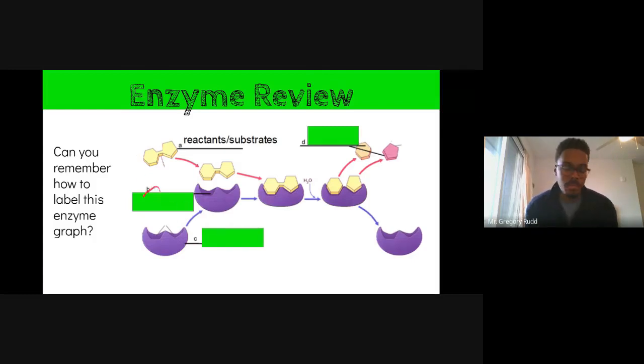What about under this box here? Wonderful. Thank you, JT. So this is the active site. The active site is the location within the enzyme where the action actually takes place, where the reaction is going to happen. That's why we call it the active site.